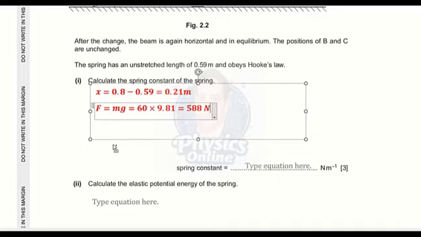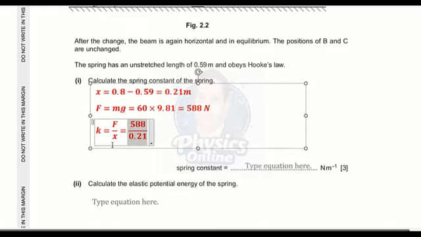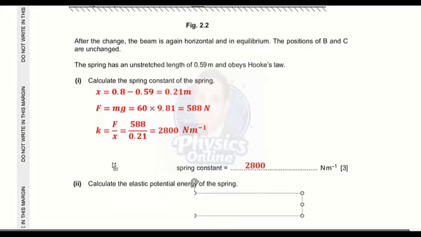Now we have x and F. We can calculate the spring constant. K equals F over x, and as we calculated, F is 588 and the extension is 0.21, which equals 2800 Newton per meter.